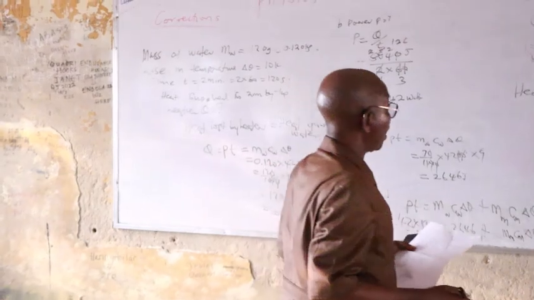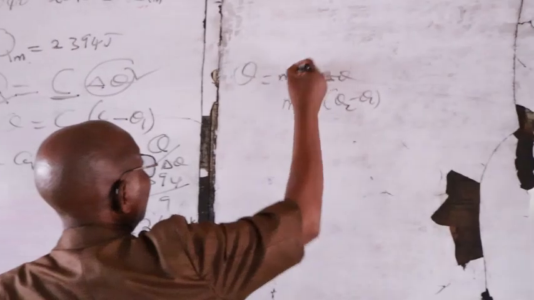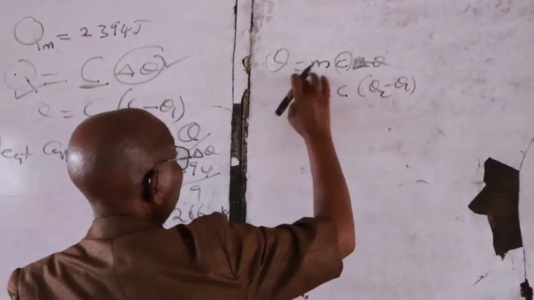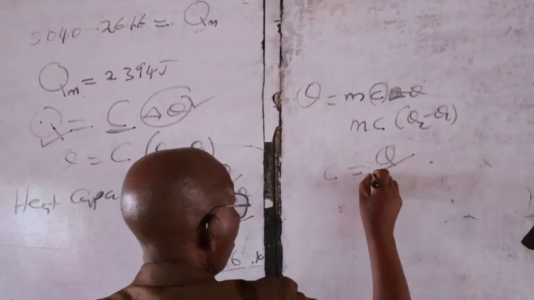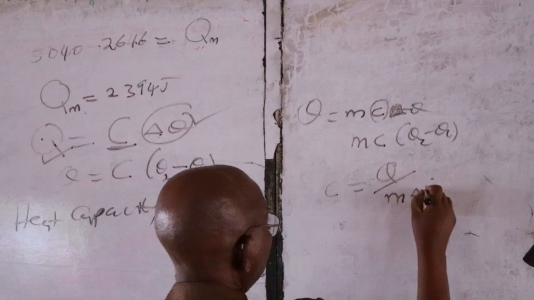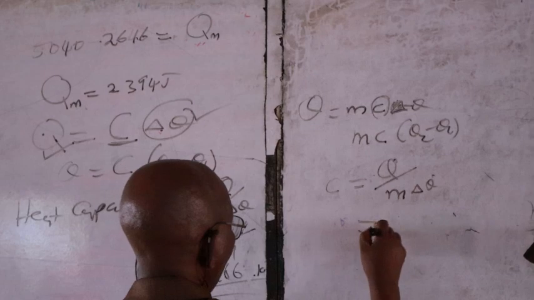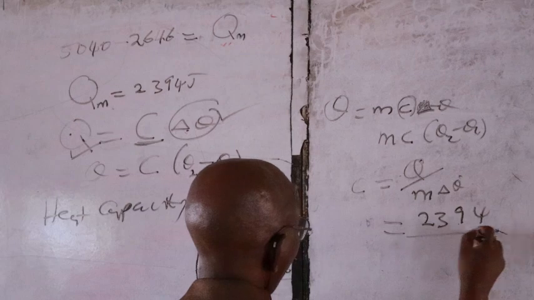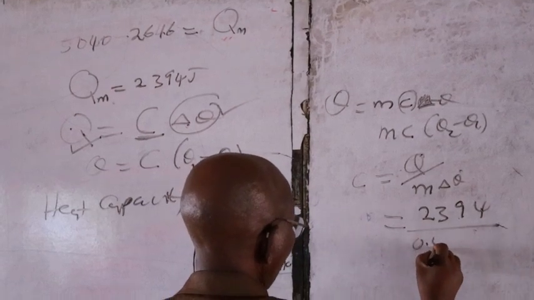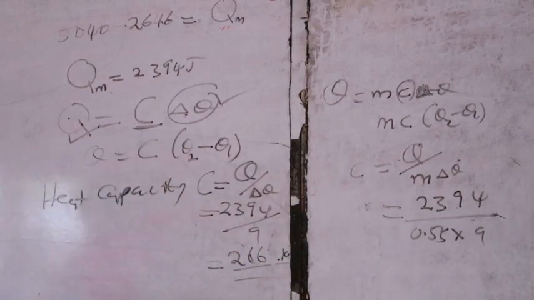Now, from this expression, we call this one specific capacity. How do we get it? Divide both sides by M. So small letter c now will be equal to Q all over M delta theta. And theta here is already calculated to be 2394 all over the mass. The mass is 0.55 times. That's how the specific capacity will be obtained.